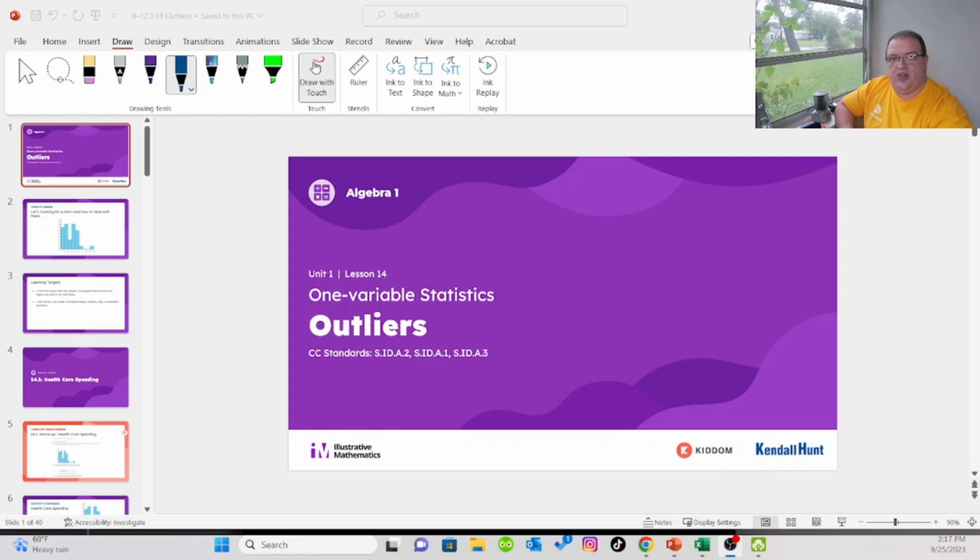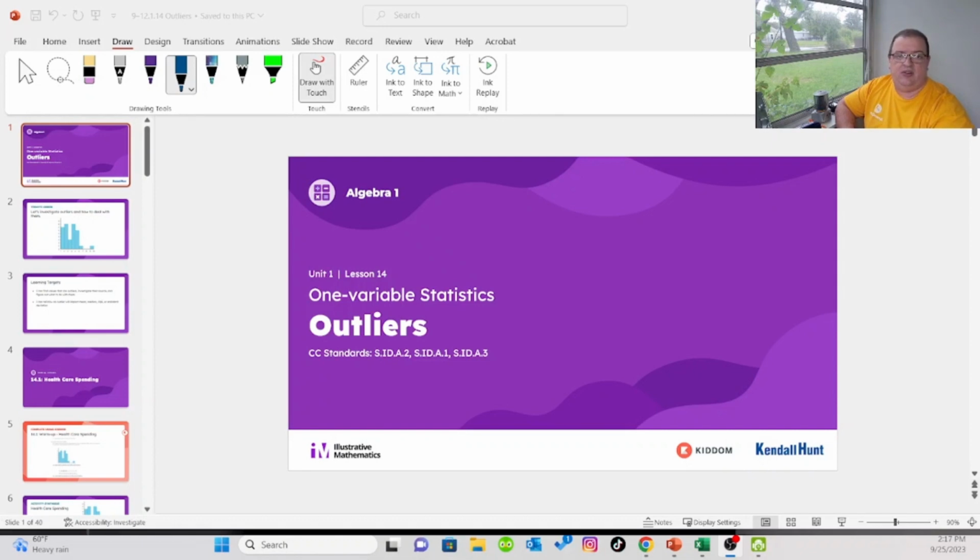This lesson is titled Outliers. Now, we have talked about extreme values in previous lessons. We looked at how it affected the measure of center and the measure of variability. Today, we're going to continue to look at those features as well, but we want to understand what makes something an outlier. How do we determine whether something is an outlier or not?